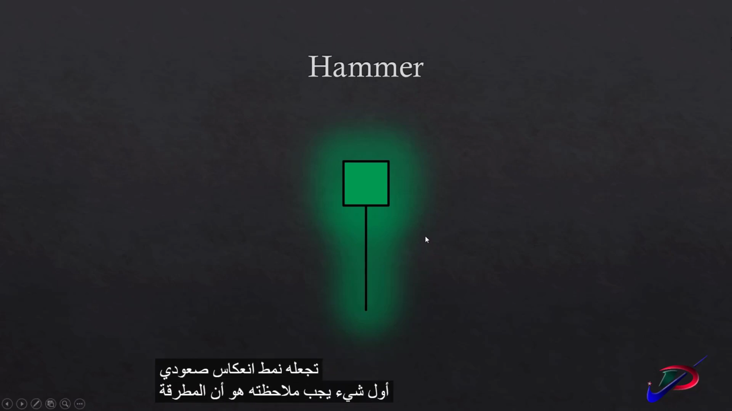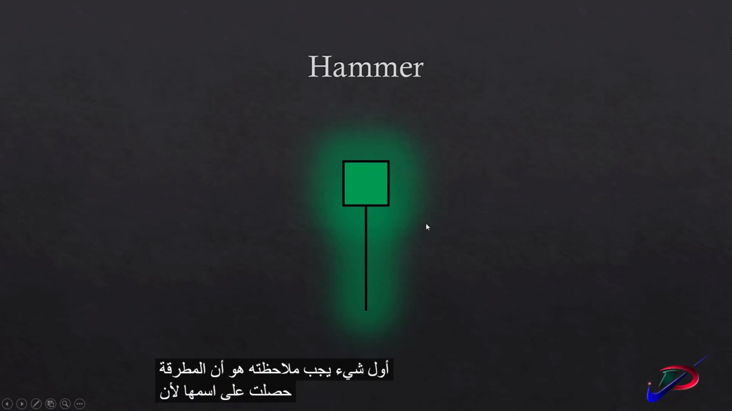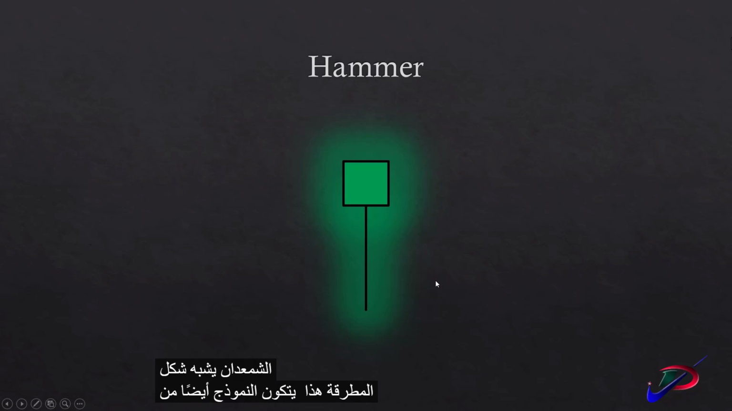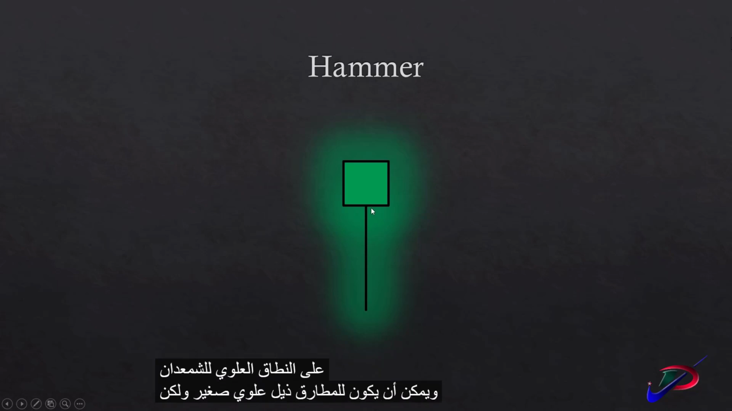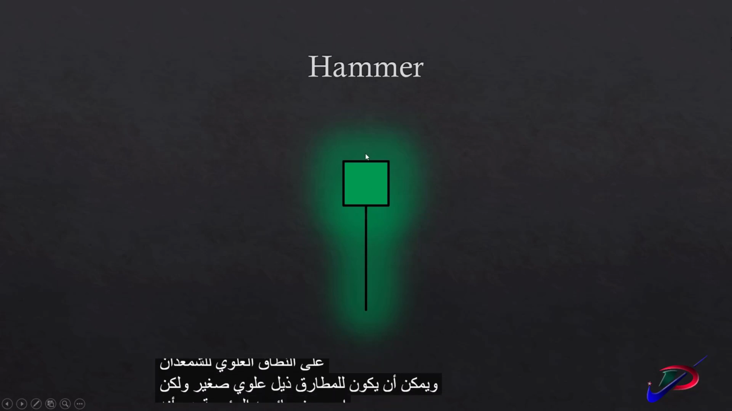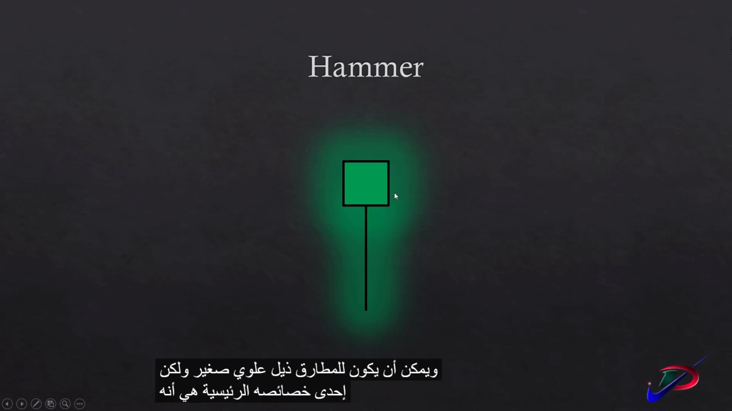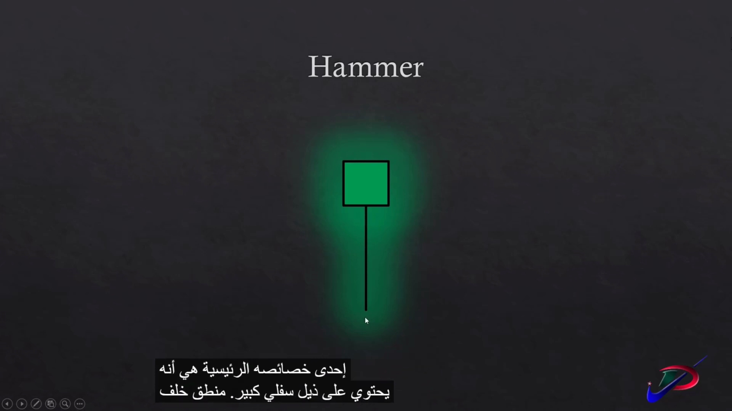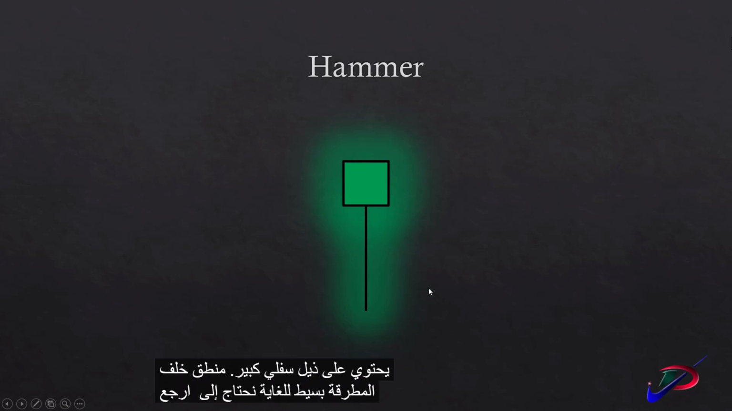The first thing to notice is that the hammer received its name because the candlestick resembles the shape of a hammer. This pattern is also composed of a small bullish candle body that lives on the upper range of the candlestick. Hammers can have a small upper tail, but one of its main characteristics is that it has a large lower tail. The logic behind a hammer is quite simple.